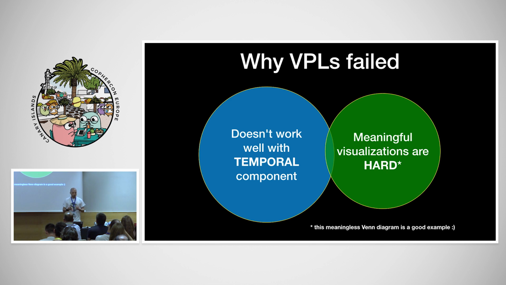Even more, they do not harness the power of visualizations. Everyone who works with data visualization knows how easy it is to mess up the visualization just by choosing the wrong colors. So this Venn diagram here doesn't make sense, but it looks cool, right? It's visual, it's nice, round. So that's the problem with VPLs.